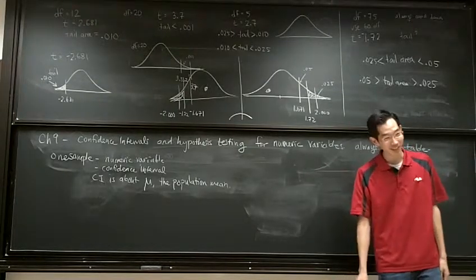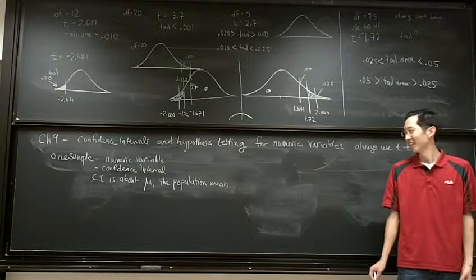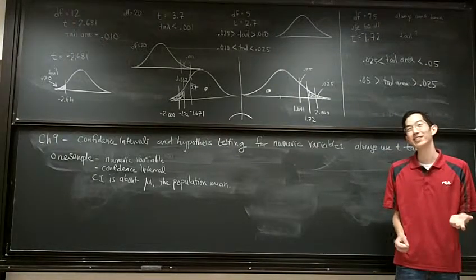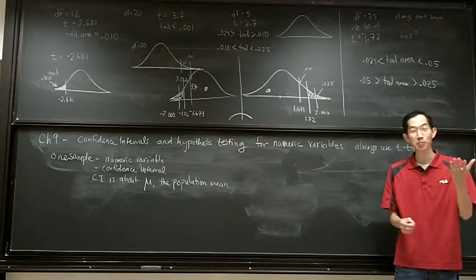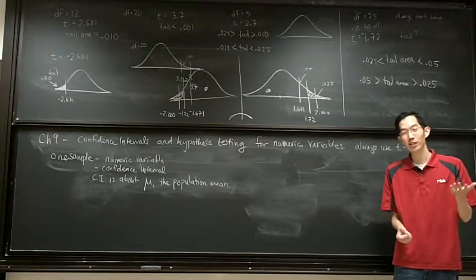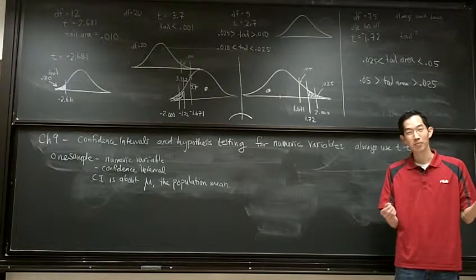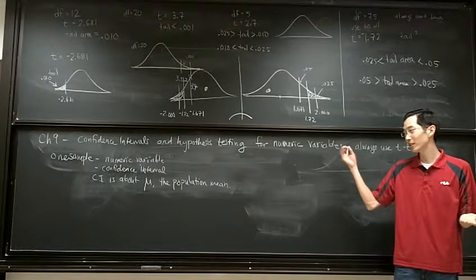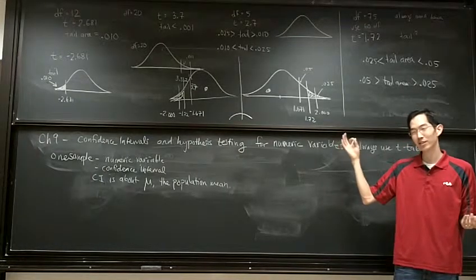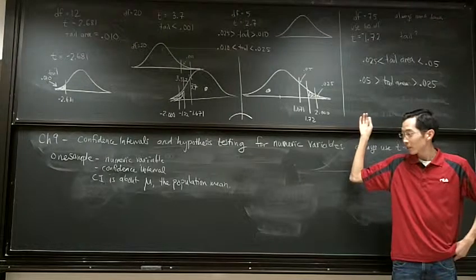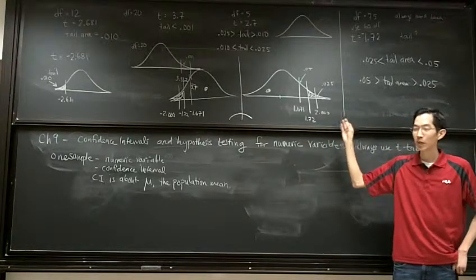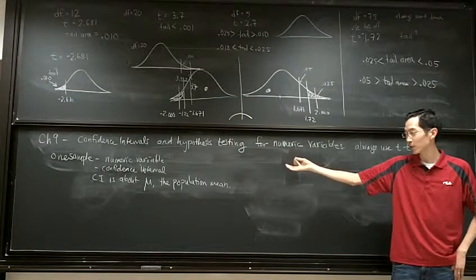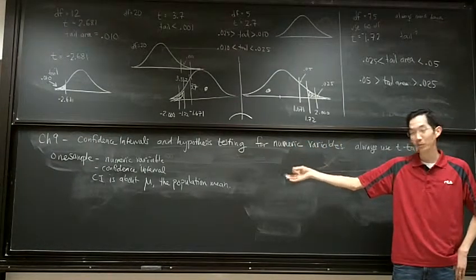It was about P. In chapter 8, we made a confidence interval. You guys took a quiz on this, and the confidence interval was about P, the population proportion. So chapter 7 and 8: confidence interval, population proportion, P. Chapter 9: confidence interval is about mu, population mean.